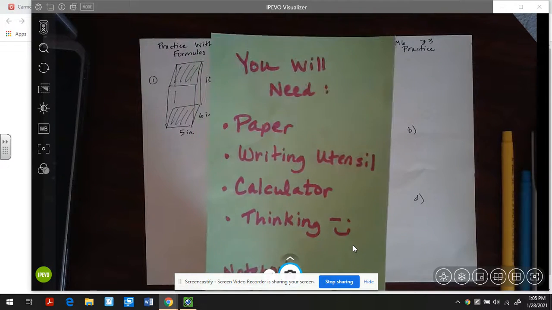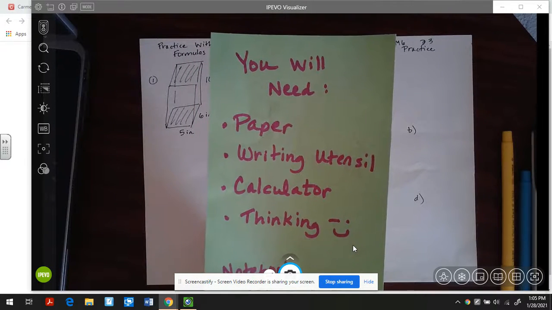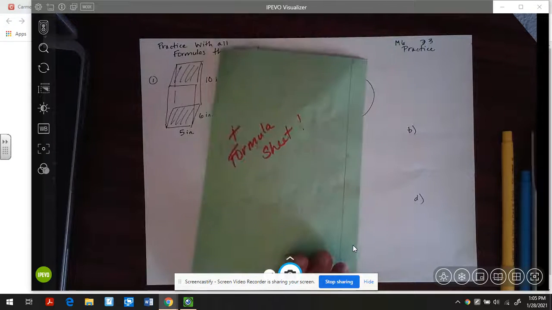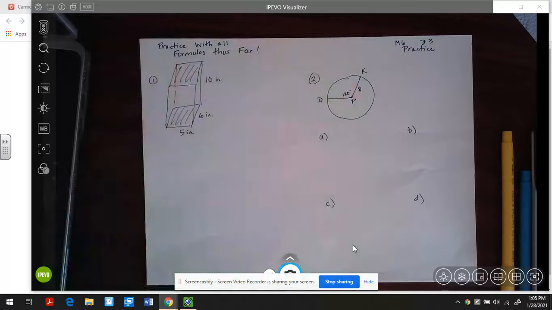Module 6, Day 3, practice. You will need paper, writing utensil, calculator, thinking, notebook, and maybe the formula sheet. All right, letting it focus in there. So there's basically one of each type of problem you've learned thus far.